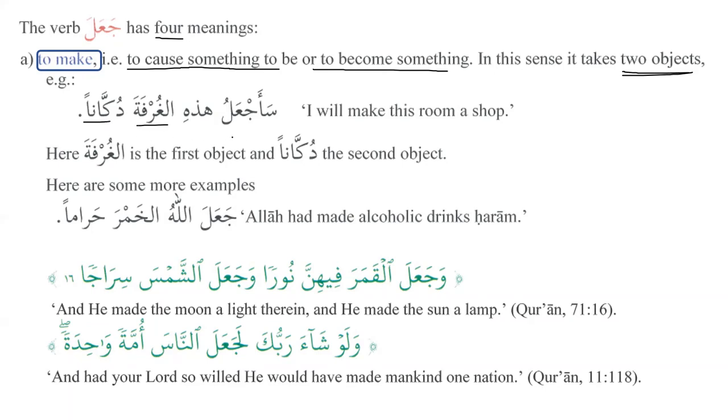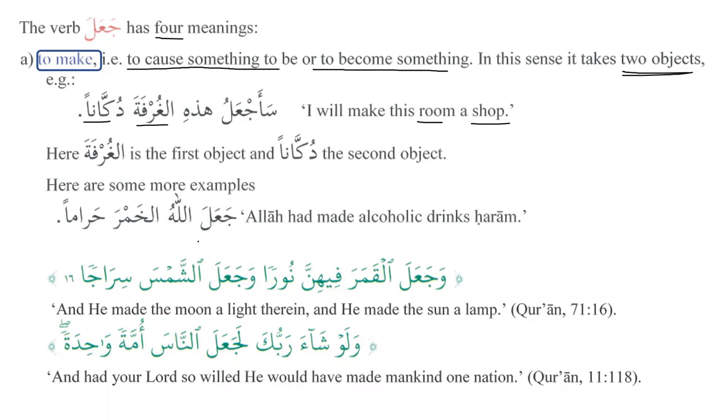So سأجعل, I will make. So that means I will cause, or I will change the room to be changed into a shop, or I will make the room to be changed into a shop. So in this case, it will require 2 objects, room and shop. So this is called tasyir. Inshallah, we will see about that. Sayyara yusayyiru tasyiran, to make something happen or to make something become something.